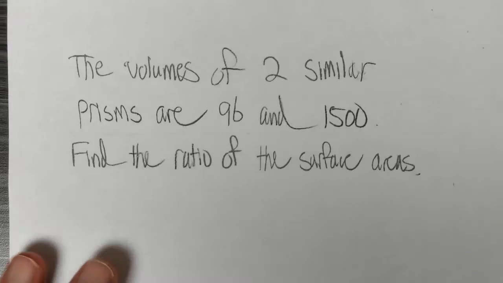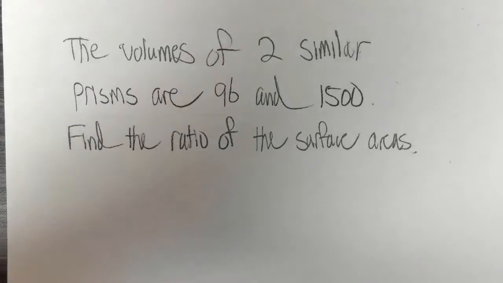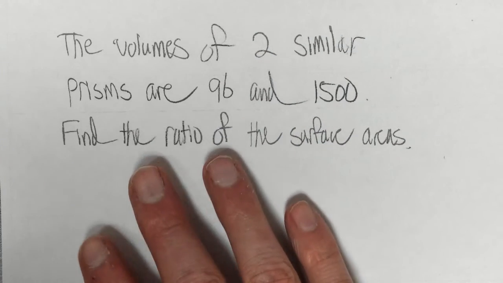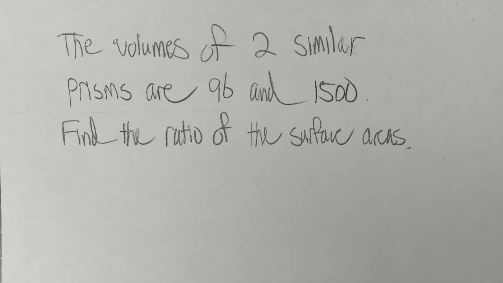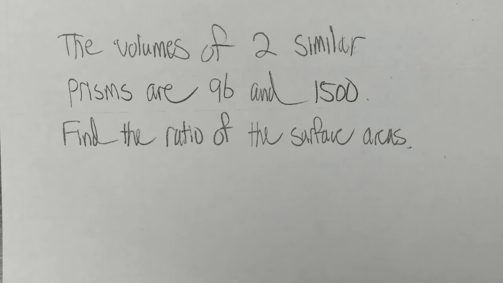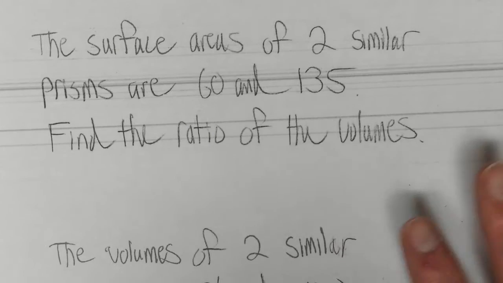Okay, so the next one says the volumes of 2 similar prisms are 96 and 1500. Find the ratio of the surface areas. Now this problem is a little different. This time they're giving me the ratios of the volumes. I'm actually looking at the wrong question. Let's look at this one.